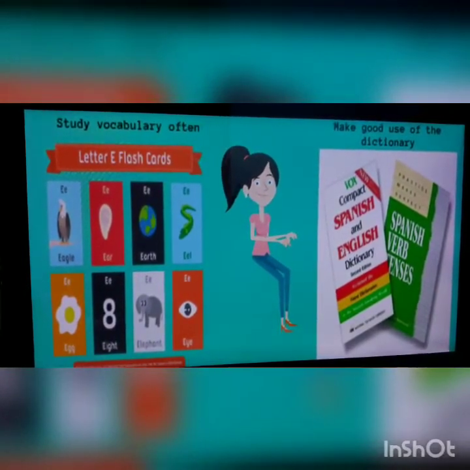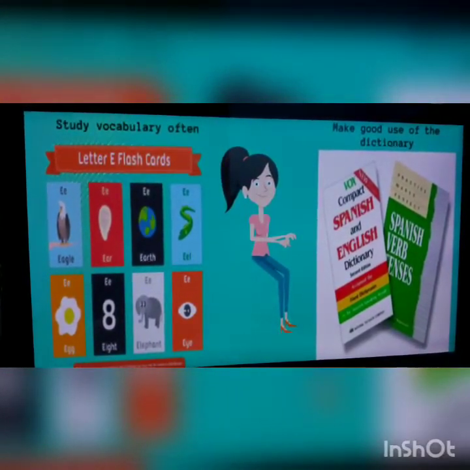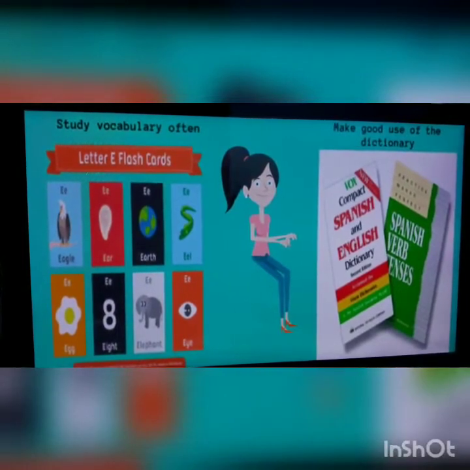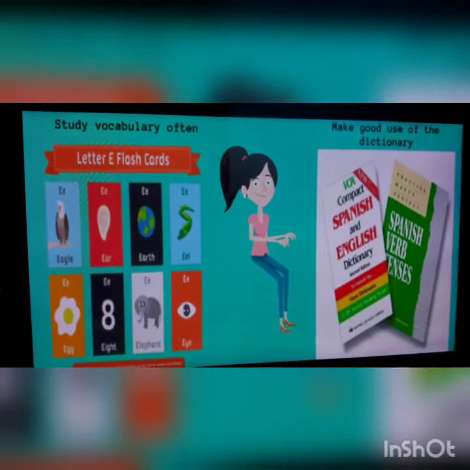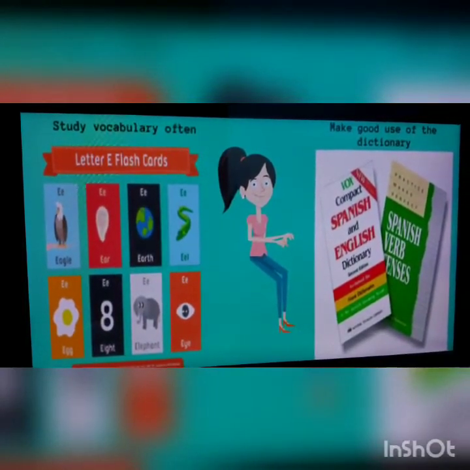You can find a lot of information about each word, such as the pronunciation, the spelling and the part of speech, the different meanings of the word, and how to use the word.